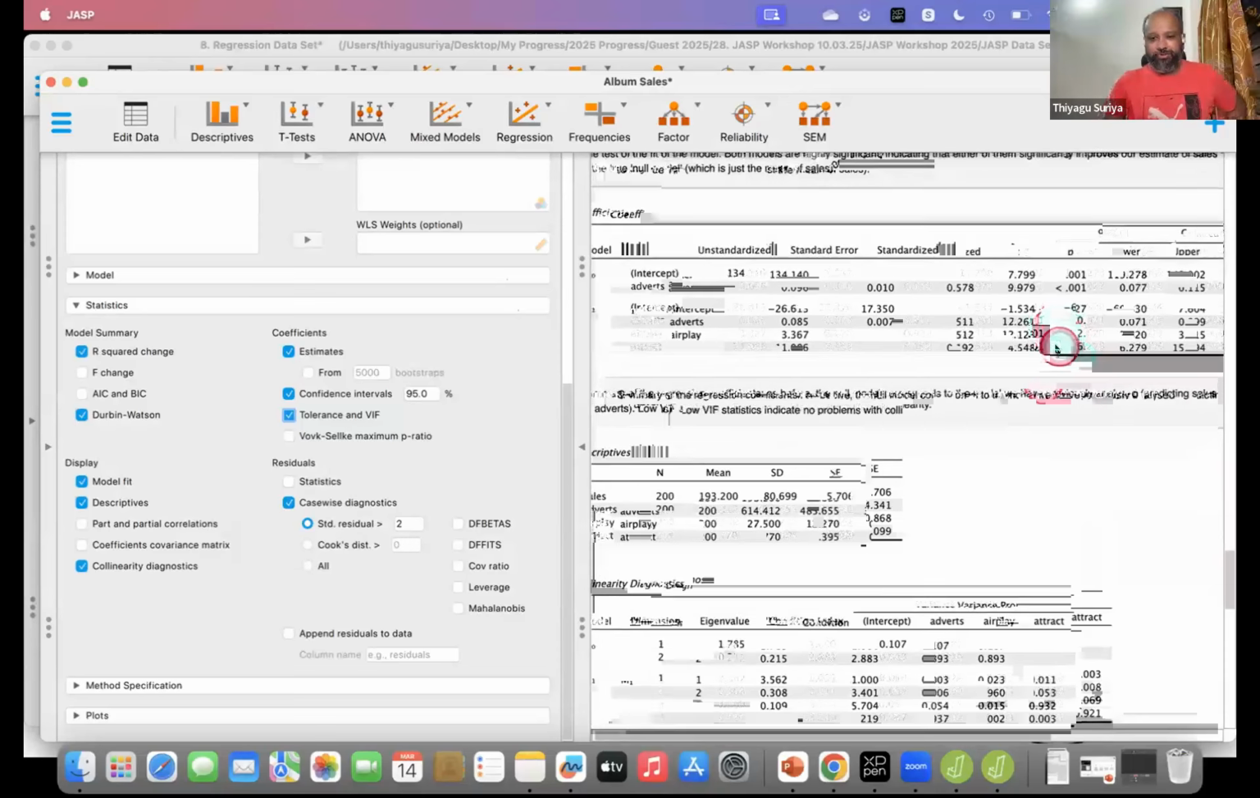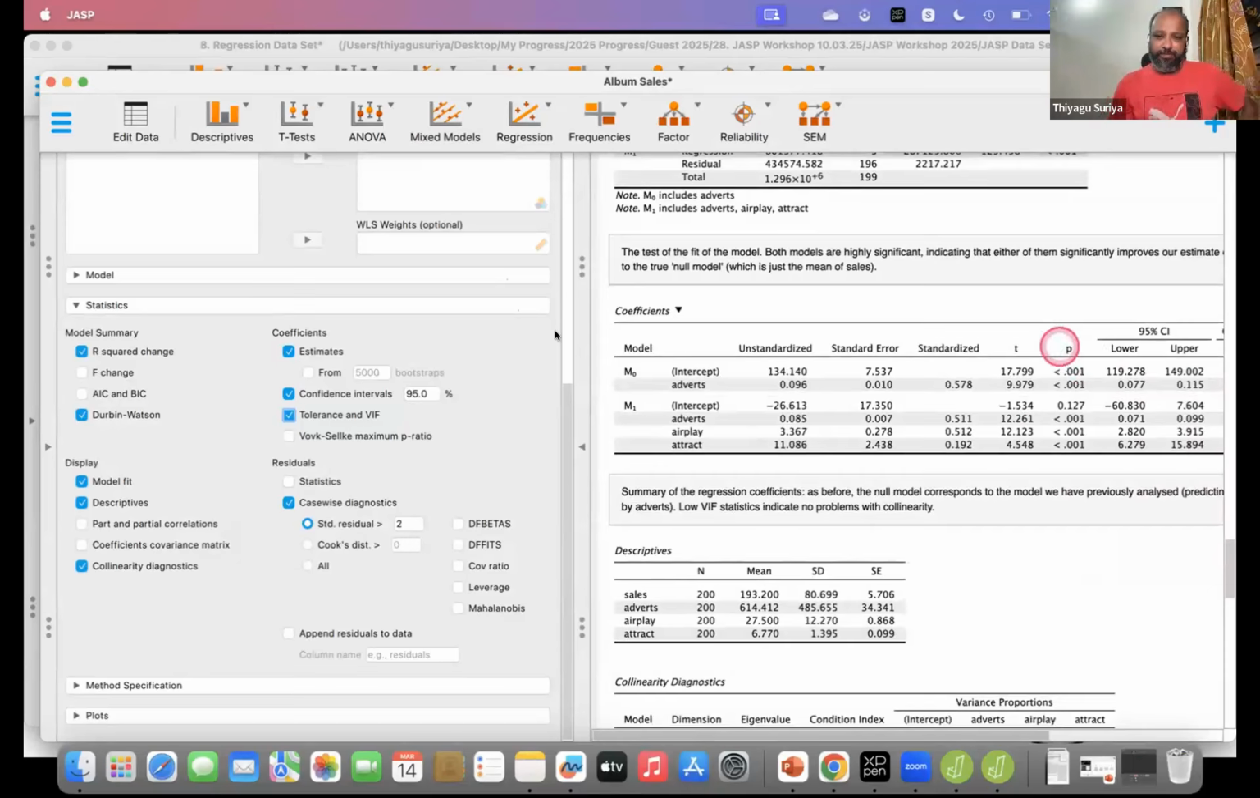What is the equation? Sales is equal to minus 26. Kindly add this minus at the last, instead of keeping the constant first. You can add the minus. You understood, because starting with a minus in the equation does not look good, so I started the equation like this.